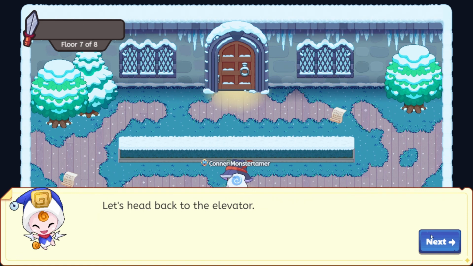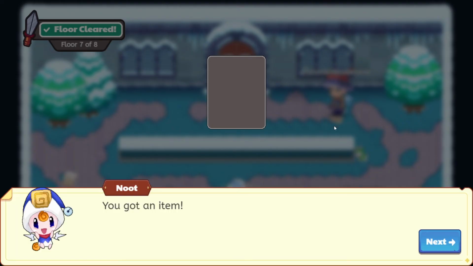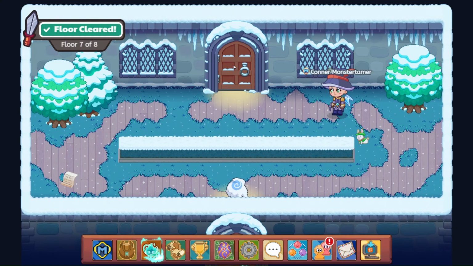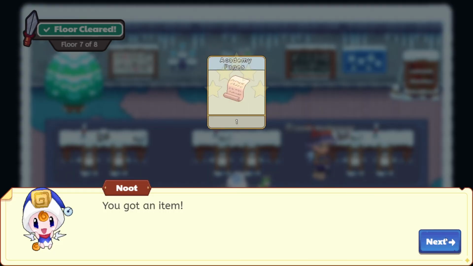Let's head back, okay? Yep, let's go ahead and head back to the elevator. I want to make sure that we collect all of these, though. So let's check out this little room here. And there's one page. Awesome.